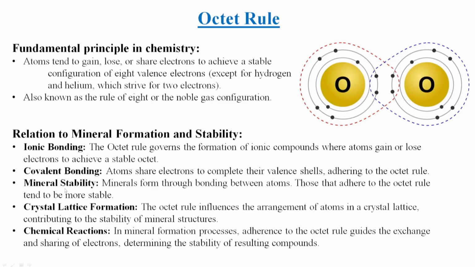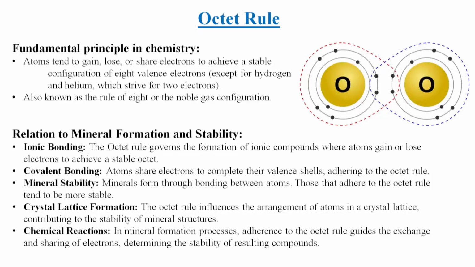Then it is also important for mineral stability. Minerals formed through the bonds between atoms that adhere to the octet rule tend to be more stable. So if the resultant mineral is forming by the bonding between two or three elements in a specific condition, and the individual elements reach the octet state, then obviously the mineral will be more stable in the mineral stability series as well. We will also be discussing the mineral stability series in a few lectures from now.